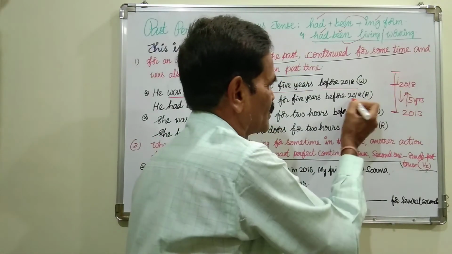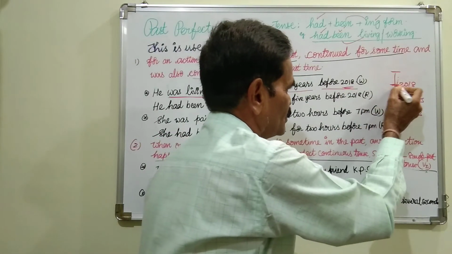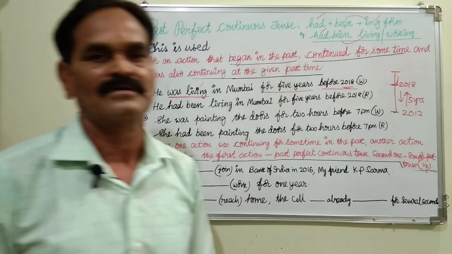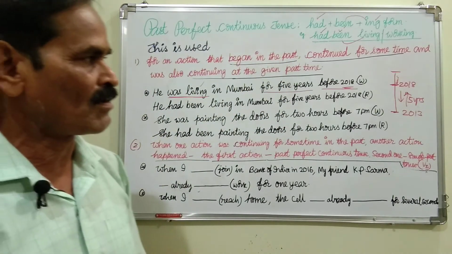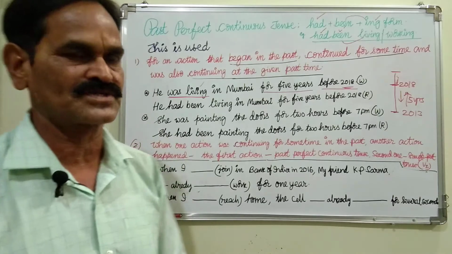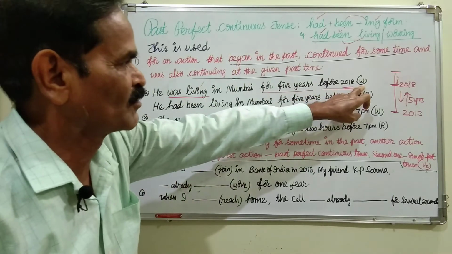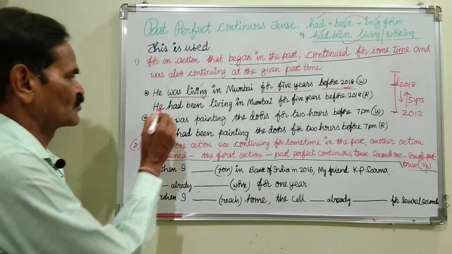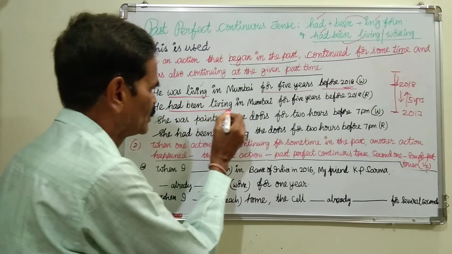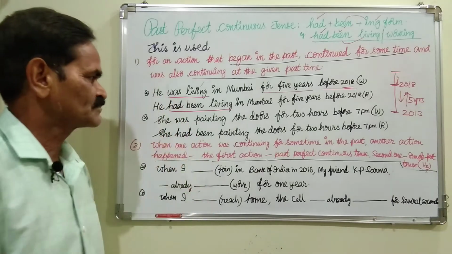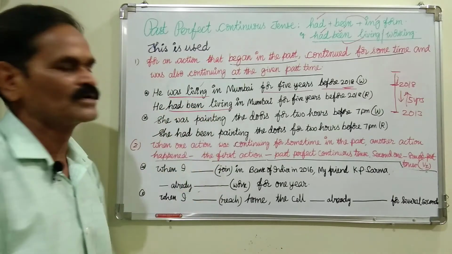What is the past time given here? 2018. Here also it was continuing. Then we must use the past perfect continuous tense. We cannot use the past continuous. So this sentence is W, meaning wrong. So what do we have to use? Had been living. Had plus been plus living we have to use.